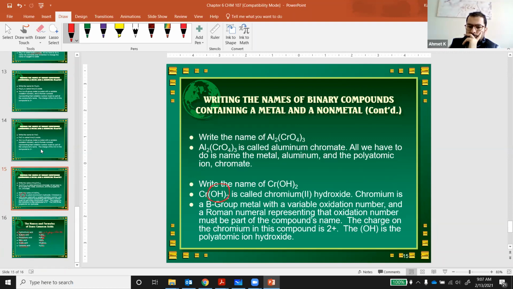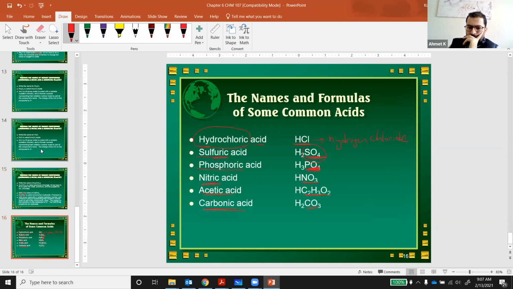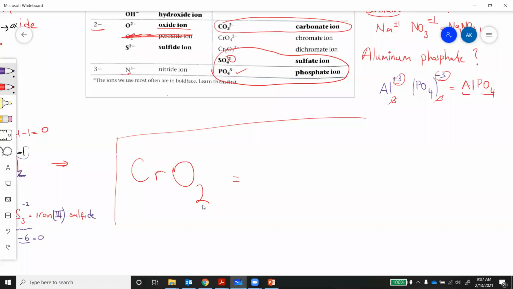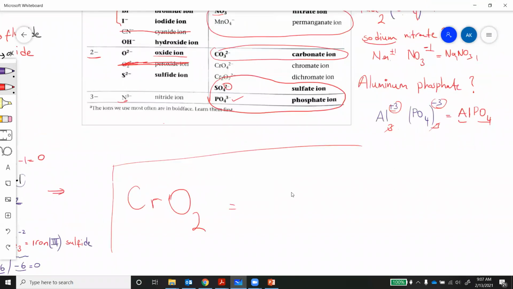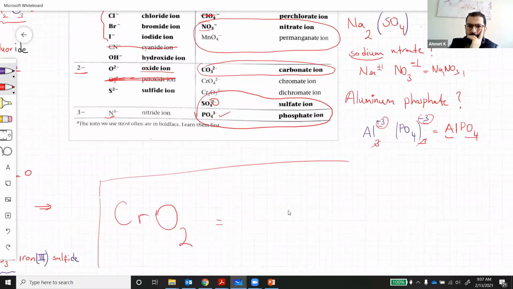Okay, so what is it? Chromium oxide? You said? Di. I said dioxide. Okay, what is this chromium? Is it the metal? Yes. So if it's a metal to non-metal, how would you name it? Chromium oxide. Okay, chromium oxide, right?